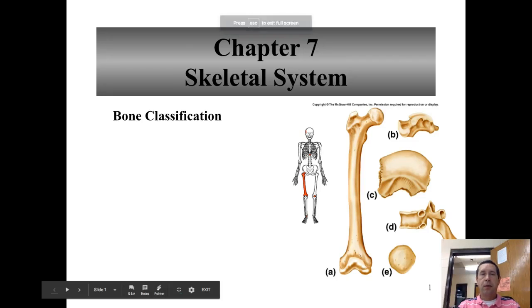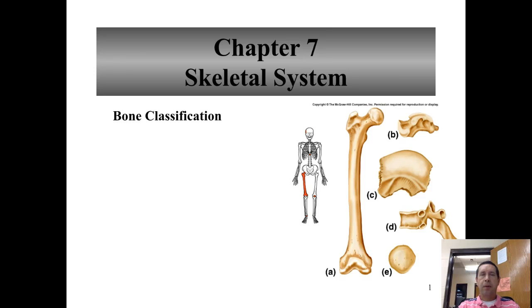Okay, so the next unit we're going to cover is the skeletal system. And so we're going to talk about bone and the different parts of the bone, as well as the functions of bones and the types of bones and the actual names of the bones and where they're located and so on. So first we want to talk about types of bones.